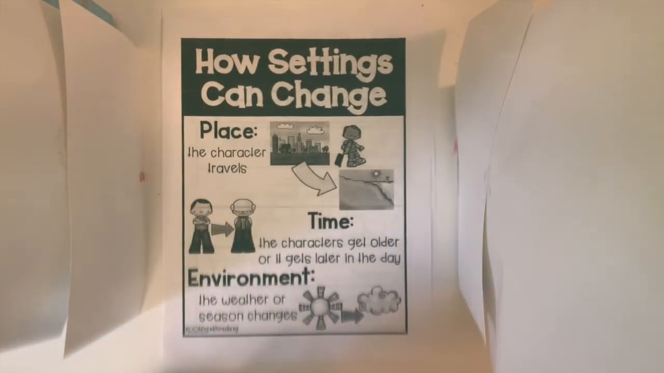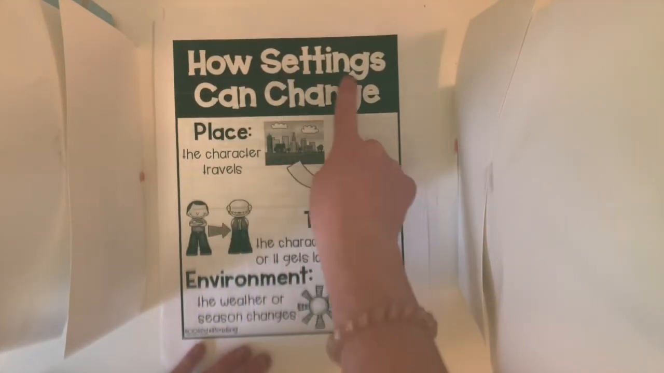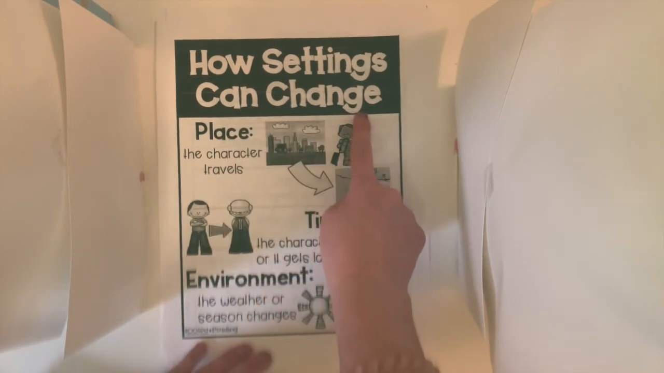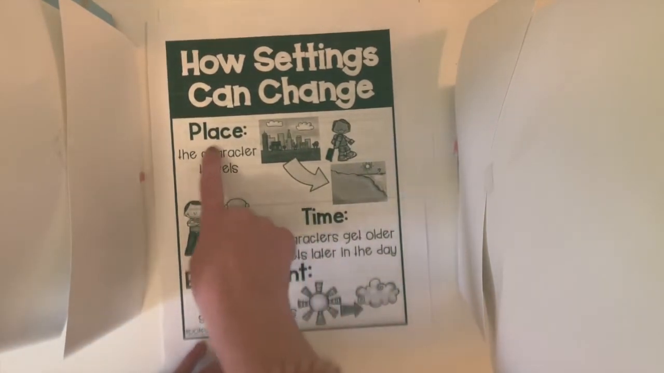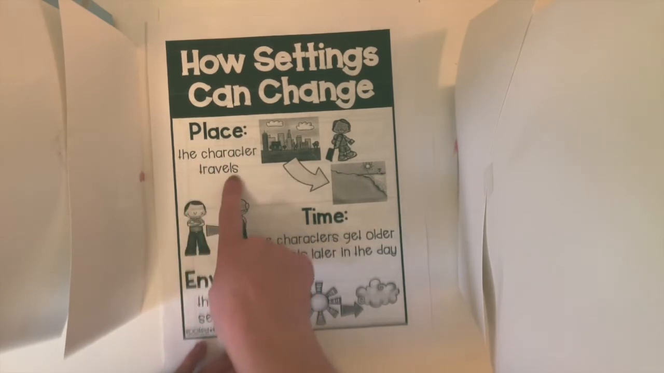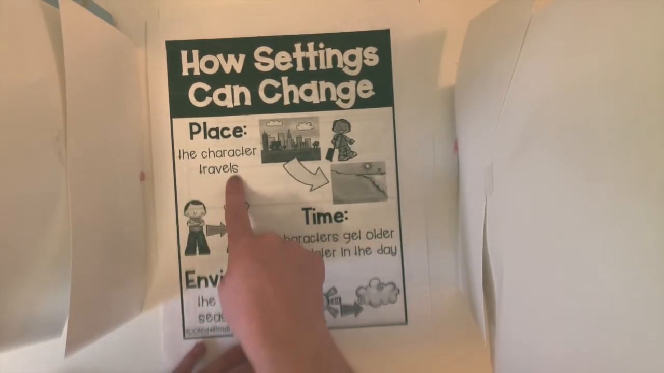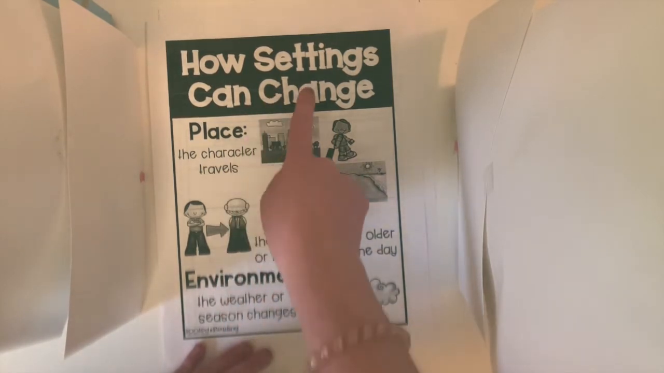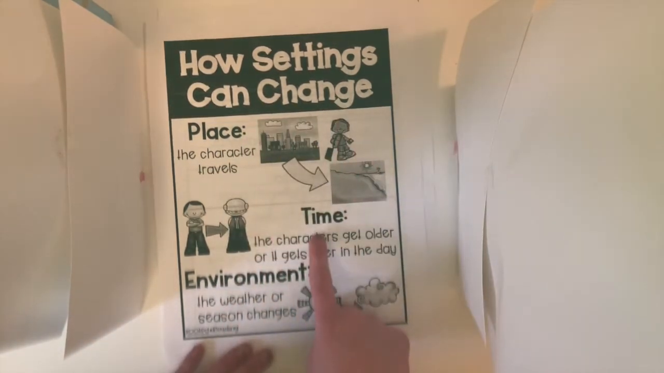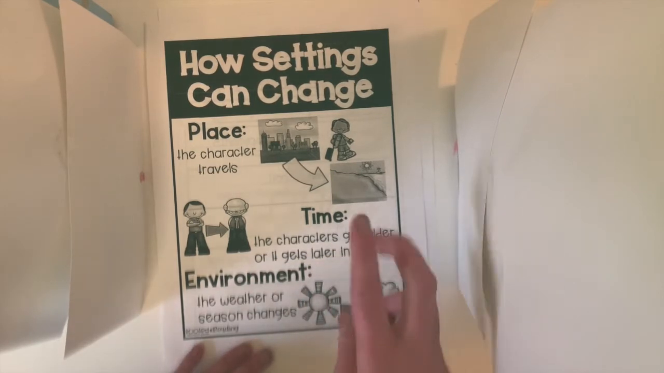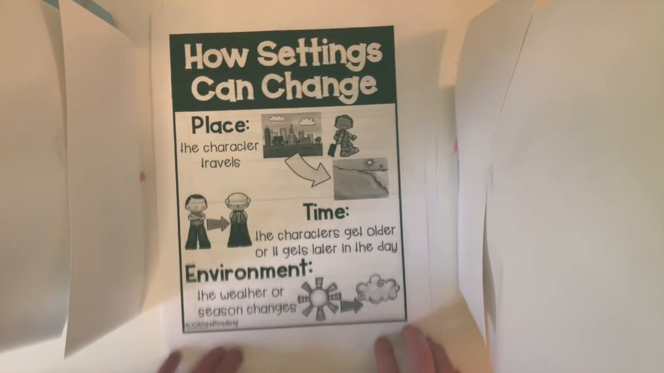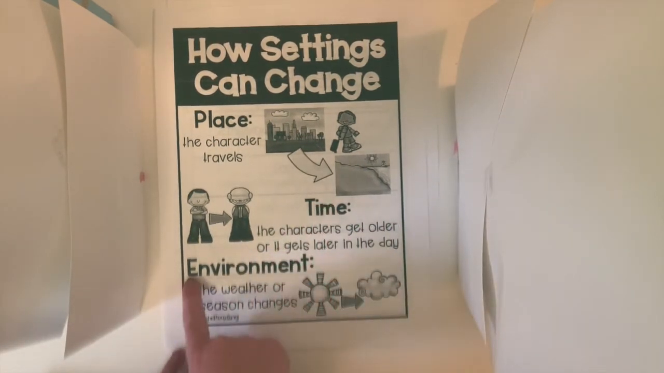We'll start with this page. Remember, it says how settings can change. The first way a setting can change is the place. The character travels. So if the character in a story is going to travel to many different places, the setting changes. Or through time. The characters get older or it gets later in the day. That's the second way our setting can change. The third way is through the environment. The weather or season changes.